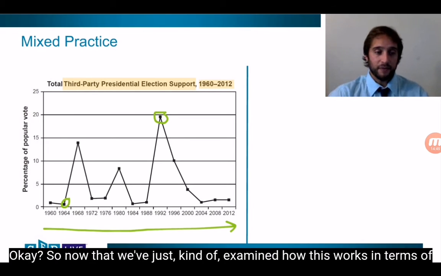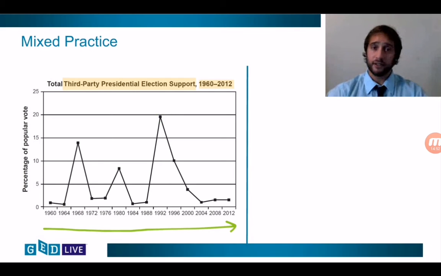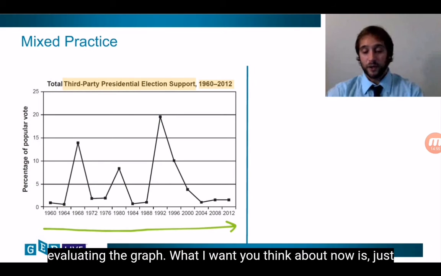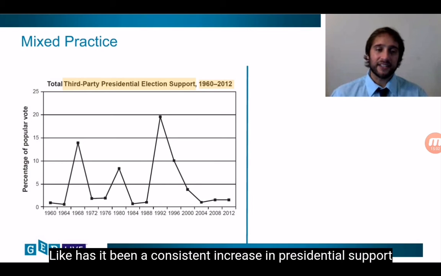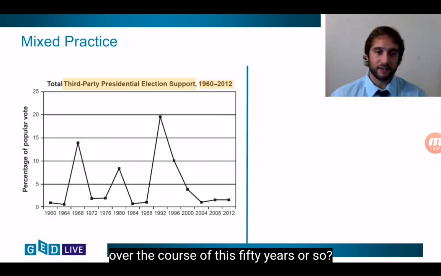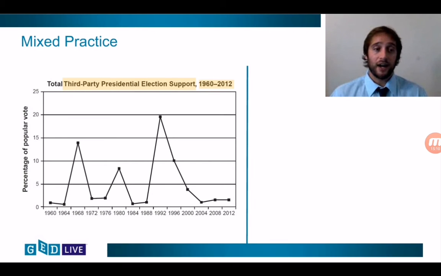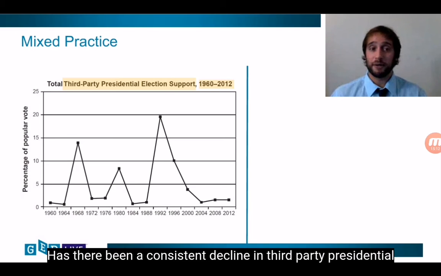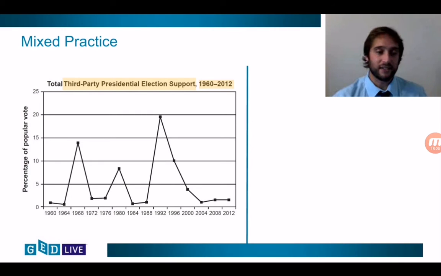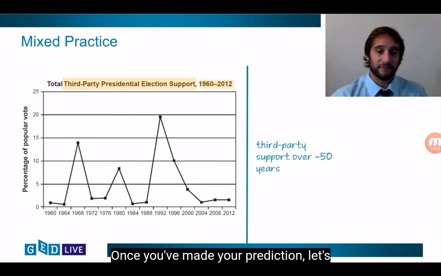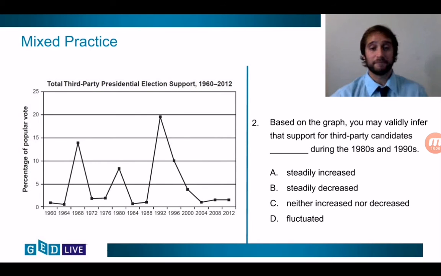Okay, so now that we've examined how this works in terms of evaluating the graph, what I want you to think about now is, just as we said before, do you see any trends or themes? Like, has it been a consistent increase in presidential support over the course of this 50 years or so? Has there been a consistent decline in third-party presidential election support? Do you notice any clear trends with this data set? Maybe it's neither of those two things. Once you've made your prediction, let's take a look at the question.